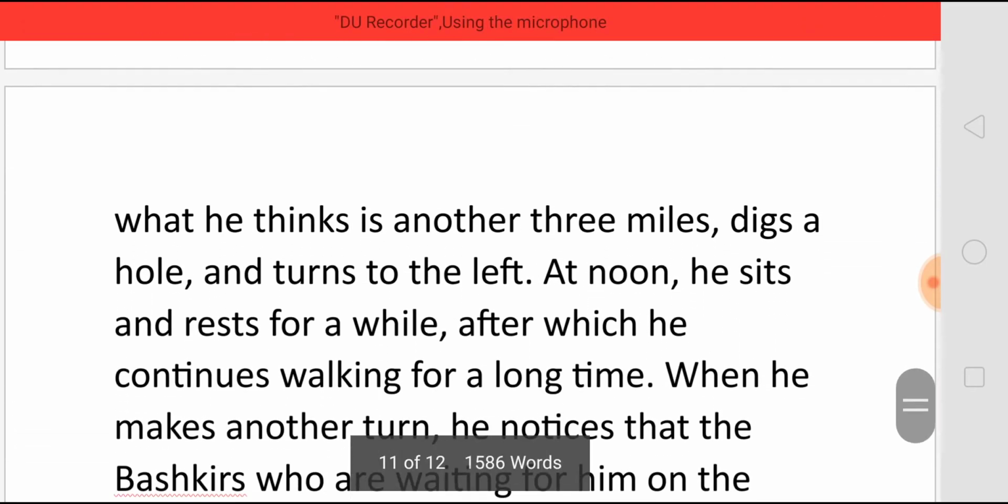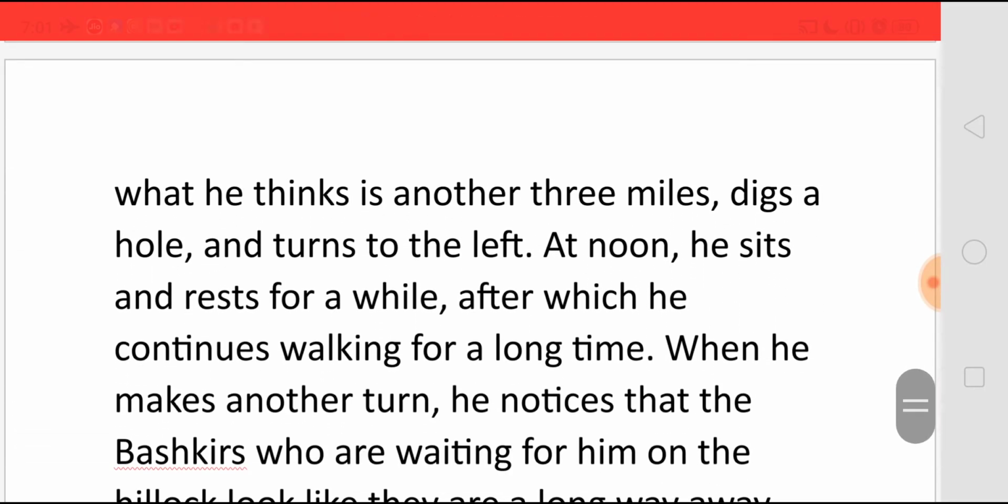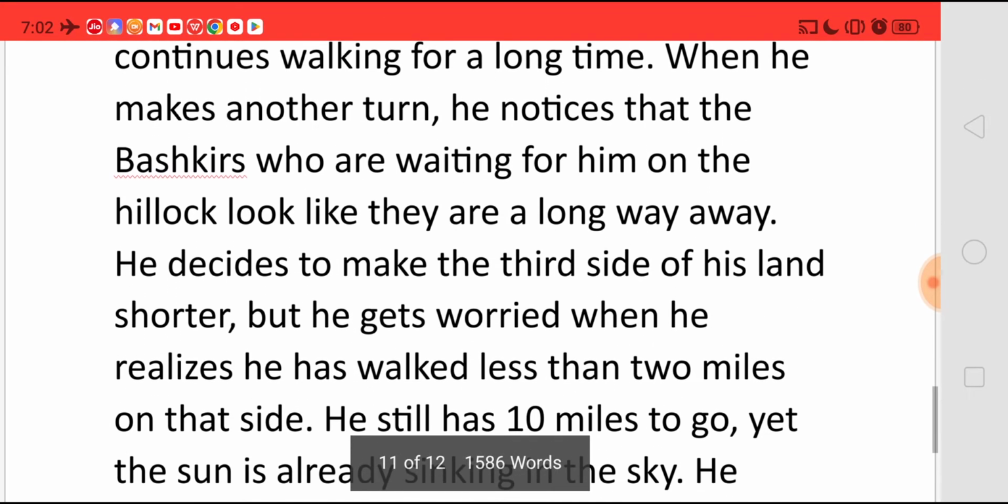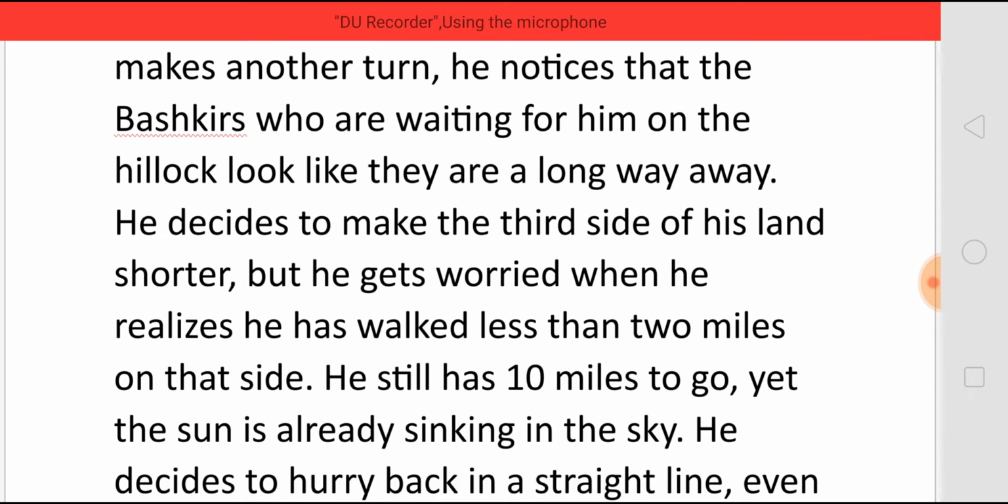He walks for what he thinks is another 3 miles, digs a hole, and turns to the left. At noon, he sits and rests for a while, after which he continues walking for a time. When he makes another turn, he notices that the Bashkirs who are waiting for him on the hillock look like they are a long way off in the distance.